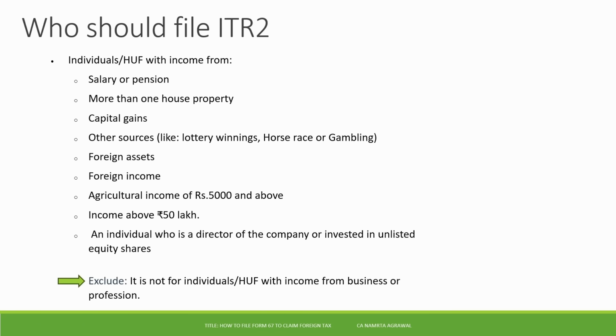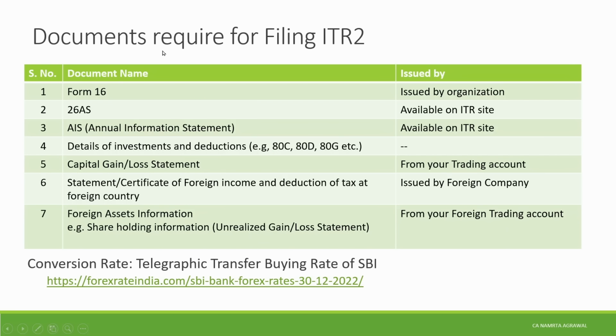For example, a salaried person who doesn't have business but does intraday trading or F&O trading, earning from that trading will be treated as business income. So he will have to file ITR3 instead of ITR2. And in ITR3, the declaration of foreign assets and foreign income will be the same as I am going to show here in ITR2. This is the list of documents required for filing ITR2.